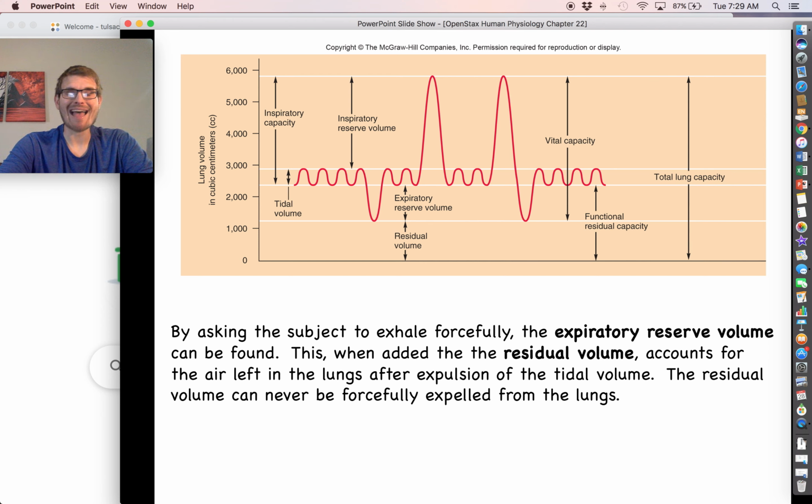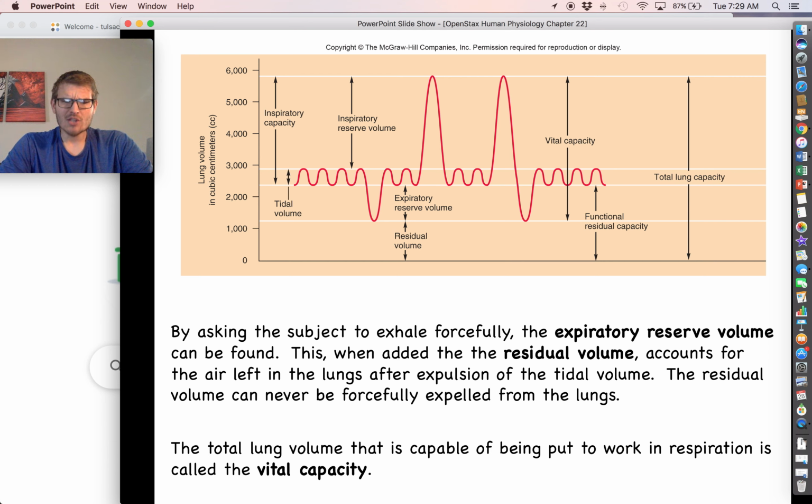So because that air is always there anyway, the residual volume does not play any sort of functional role in increasing our respiratory capacity or anything like that. If, say, you're exercising, the residual volume doesn't really have anything to do with you getting extra oxygen into your blood or anything like that. So when you are talking about the amount of air volume that can be put to functional work for you in terms of extra oxygen, getting extra carbon dioxide out, that is what's called the vital capacity.